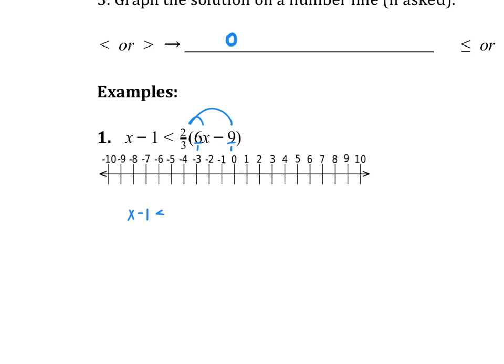So 2 times 6 is 12. Divide that by 3, you get 4. So 4x. Then 2 times negative 9 would be negative 18. Divided by 3 would be negative 6. Then from there, I like to subtract the x to the side where it's going to be positive, but honestly, it doesn't matter either way. So that gets rid of my x there. And then I'm going to add a 6 to this side, which gives me a 5.